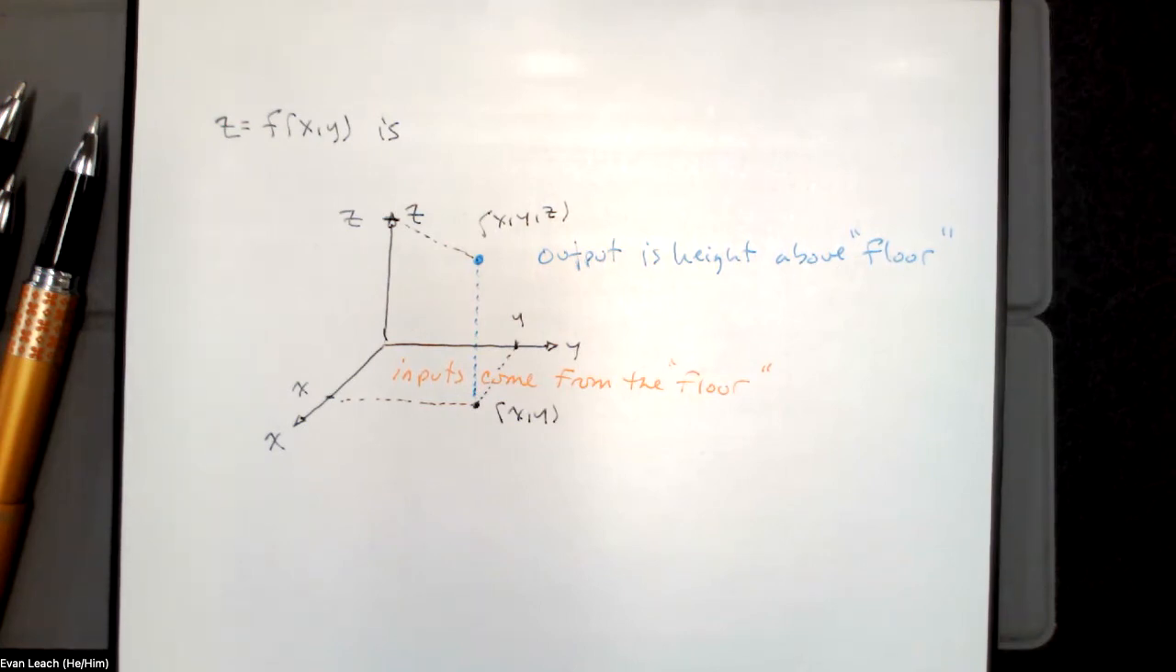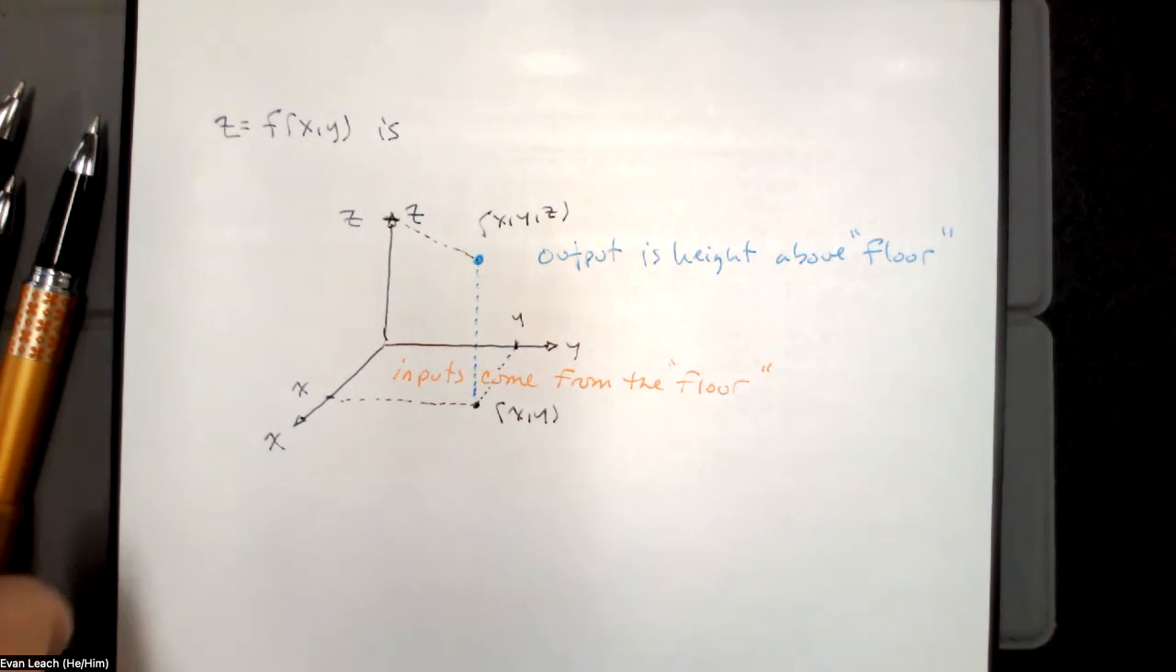What space are we in? We have two inputs and one output. How many dimensions do we need? 3. I need to be working in 3-dimensional space. And for every input on the floor, I have an output some height above that floor. So what is my collection of outputs going to look like? How many dimensions is it going to be?